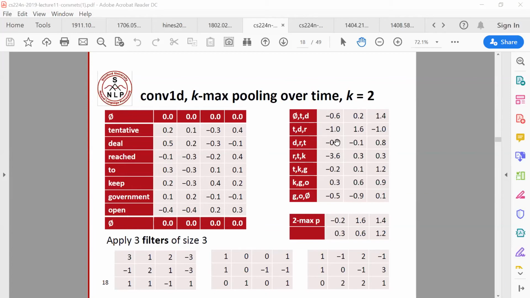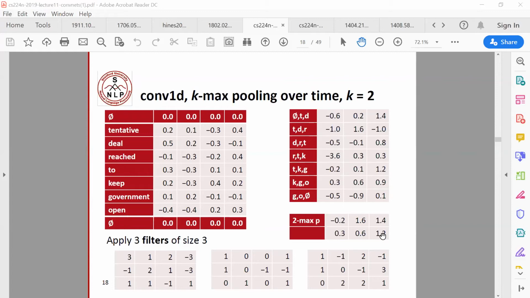So in this column, the 2 maximum elements are minus 0.2 and 0.3, and they come one after the other, so he maintains the order. In this column, 1.6 is the max, and the next one is 0.6. So he pushes those in here, also maintaining the order. And here, the 2 highest elements in this column are 1.4 and 1.2. So he maintains the order. So that's 2 max pooling.